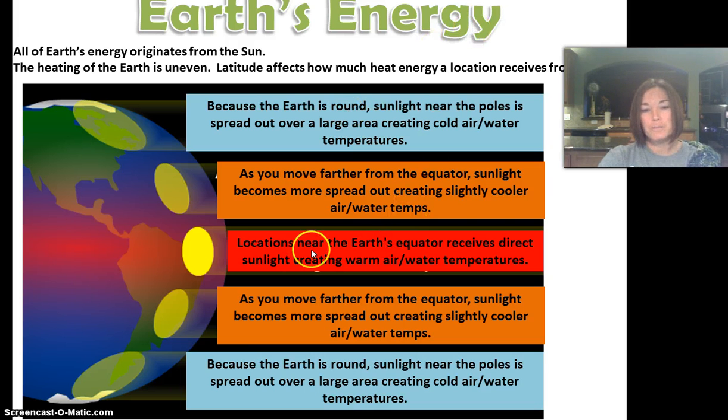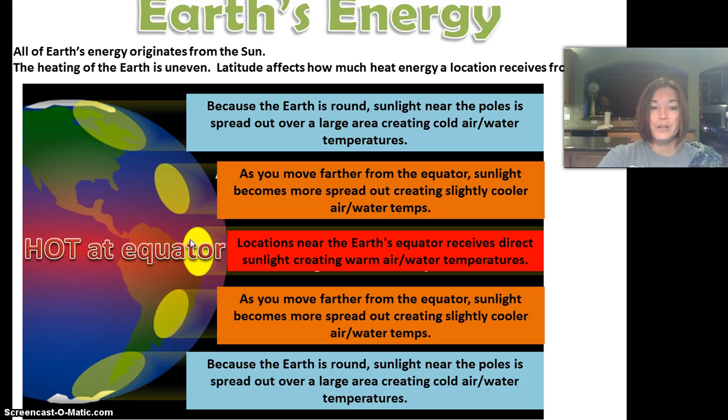So let's take a look here. We're going to start in our red box. Locations near the Earth's equator receive much more direct sunlight, which will create warmer air temperatures and warmer water temperatures. And you can see right here, because the sun is more directly hitting the equator, areas around the equator will be much hotter. The water around the equator will be hotter, and the air around the equator will be hotter.